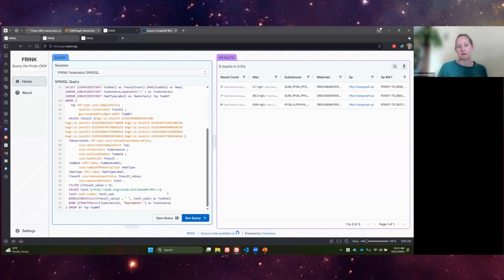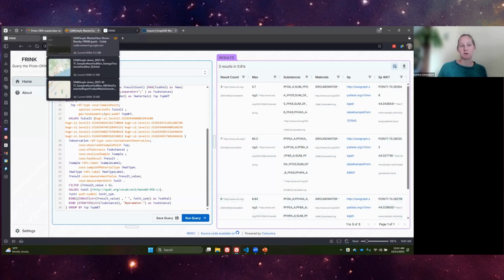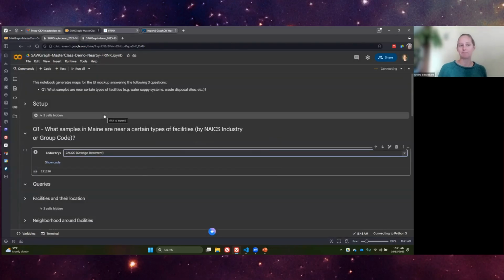And this should give us, for each location, what is the maximum concentration that was found there, and which substances were found there. If we expand this, you can see the specific list of PFAS individual chemicals that were tested for in samples taken at that site, what type of material was tested, and also the location so that we can map it. We've also used these queries in a Jupyter notebook to demonstrate how to do the mapping.